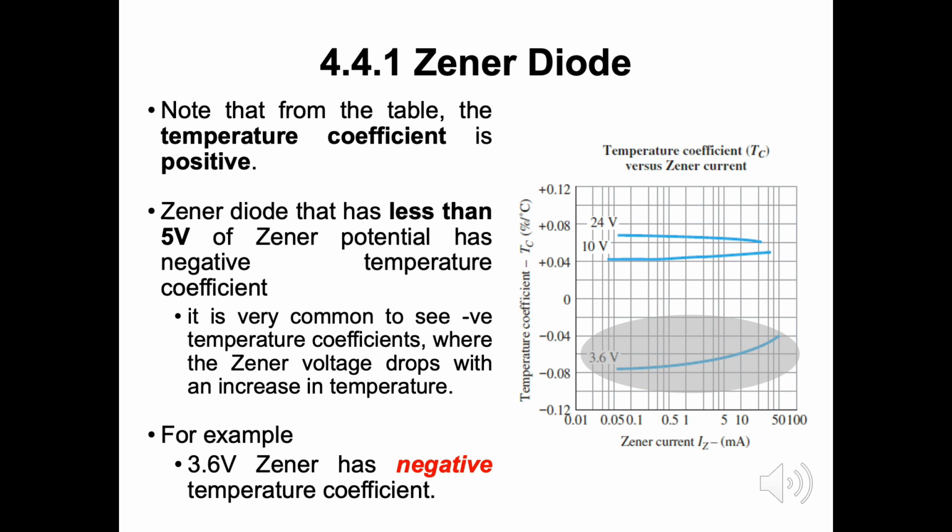The figure on the right-hand side provides a plot of temperature coefficient versus Zener current for 3 different levels of diodes. Note that the 3.6 volt diode has a negative temperature coefficient, whereas the others have positive values.